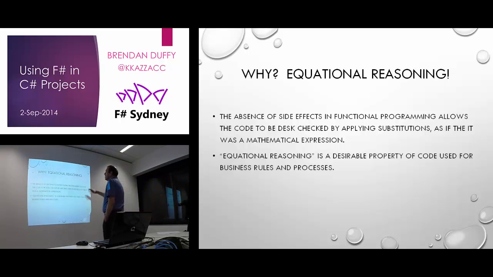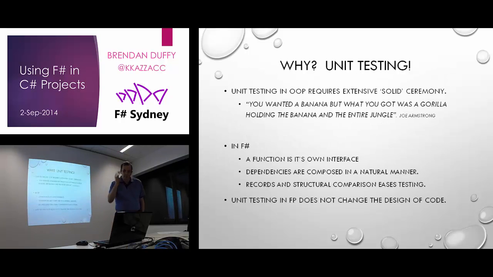Equational reasoning. These are some of the things I think give it an advantage. Because there's no side effects, it's easy to reason about the code and what it's going to produce. And if you're talking about business rules, that makes it a lot easier to say this will happen during the evaluation of these rules. You can sit down and desk check or whatever, and you can be pretty sure of what you see. It's a desirable property of code for business rules.